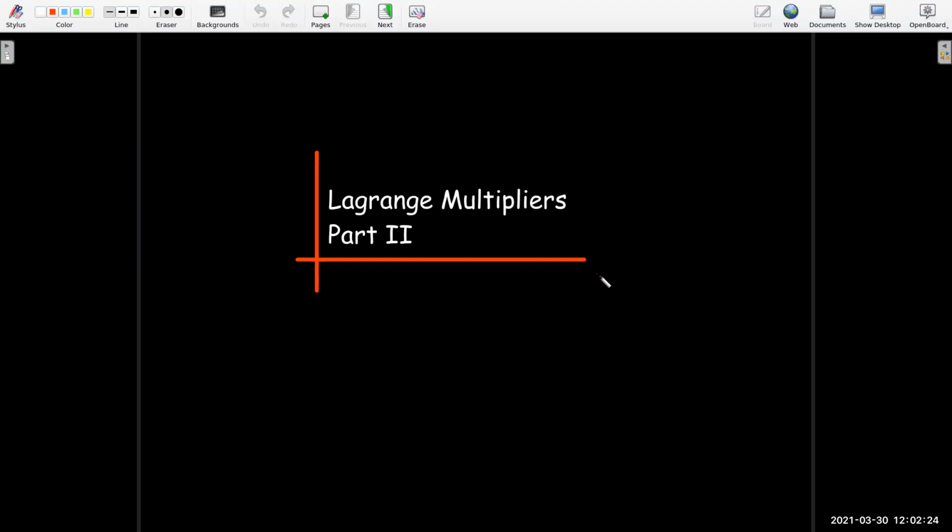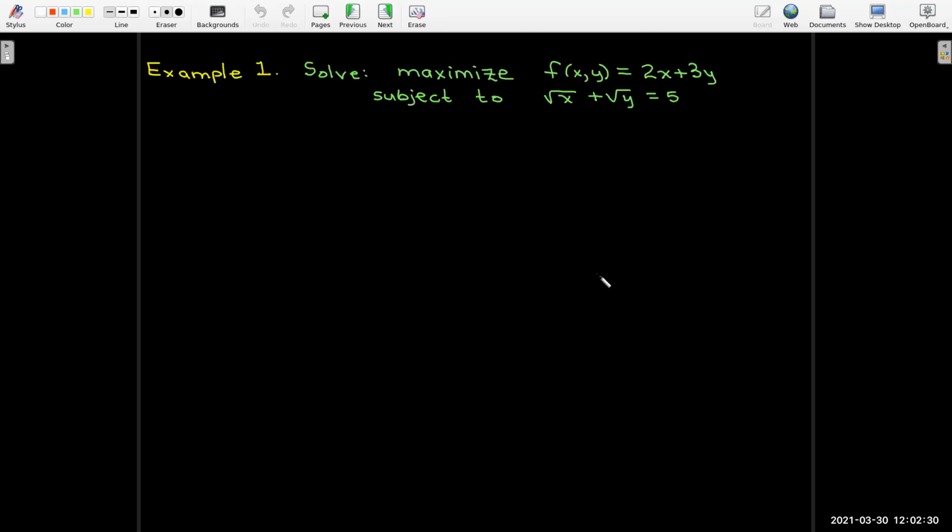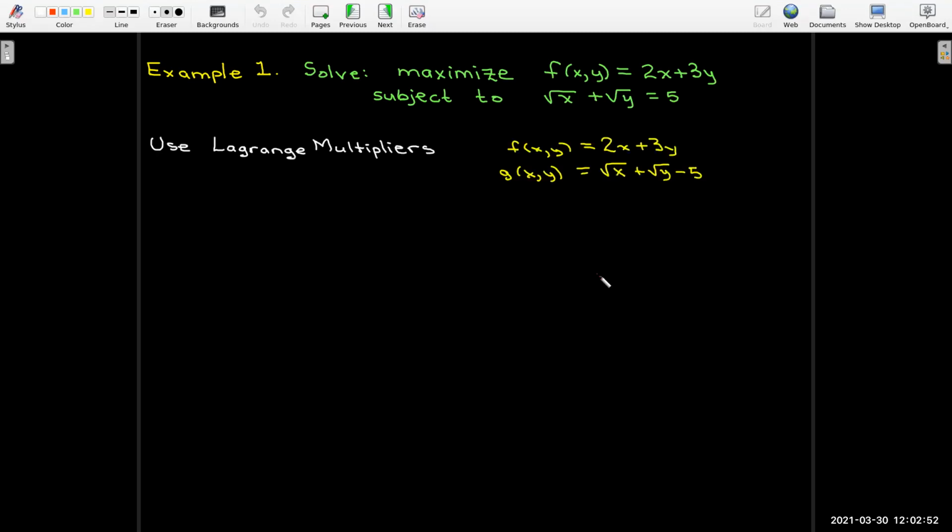In this video, we're going to explore more about Lagrange multipliers. Let's look at this example. We're going to maximize f of x comma y equals 2x plus 3y, subject to the constraint that radical x plus radical y equals 5. And let's use the Lagrange multiplier method.